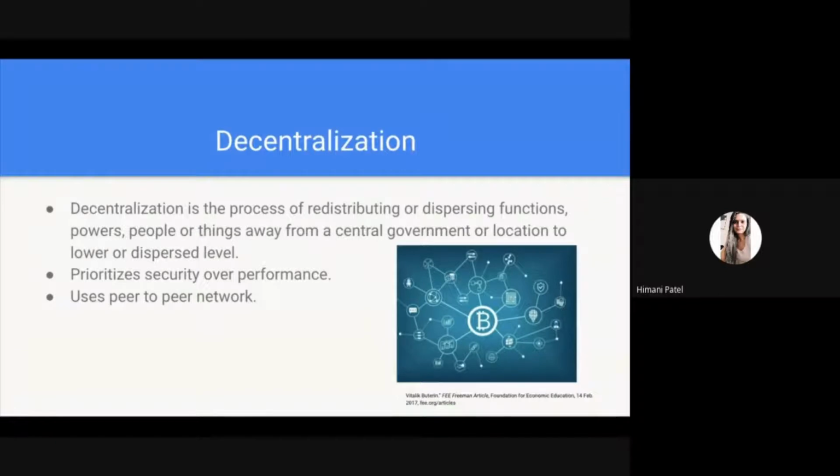Decentralization. Now let us understand what is decentralization in IBM blockchain. Decentralization is the process of redistributing or dispersing functions, powers, people, or things away from a central government or location to a lower or a dispersed level. In other words, it is explained as an ecosystem model of identity management where users generate and manage their own digital identity without relying on a central repository or database. Decentralization refers to the transfer of control and decision-making from a centralized entity to a distributed network. It prioritizes security over the network.